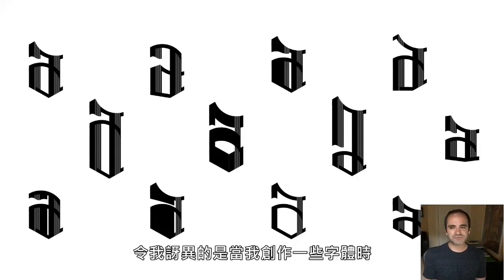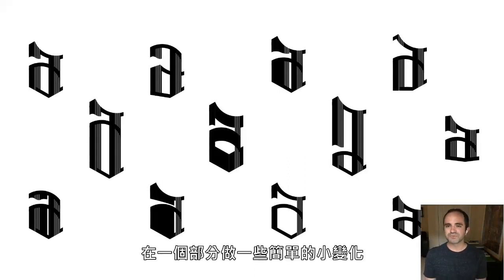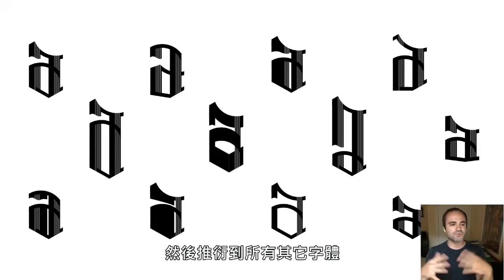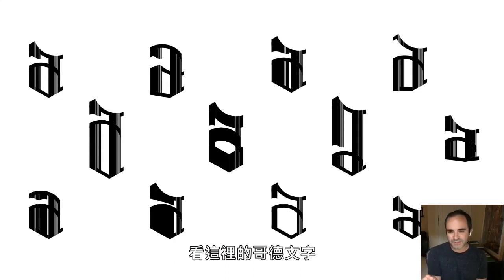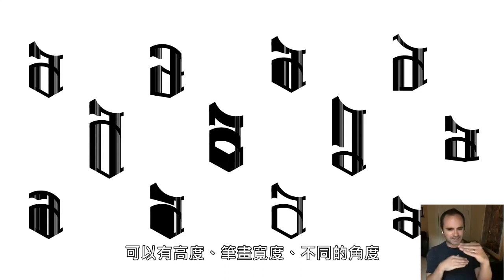And what struck me as I was creating some of these type forms was how you can make some simple, small choices in one aspect of the letter form. And then by extrapolating that through all the other letter forms, you could create just a huge breadth of different visuals and variability within that typeface. So with a Gothic script here, you've got the height, you've got some stroke widths, you've got some angles.